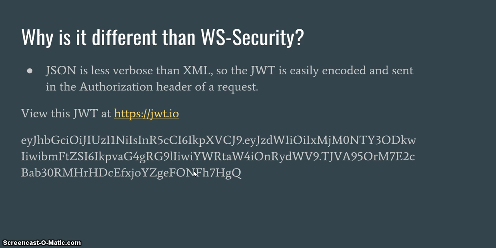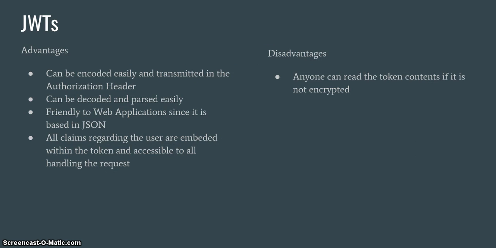It's unencrypted. It is not signed. The advantage is that it can be easily encoded, and you can pass it around in the authorization header. Now what this means is that if you're passing around a JWT, all the services that are consuming that are now able to read that JWT and pull out authorization content and make decisions about whether or not the end user has access to this particular service. So it can be decoded and parsed easily.